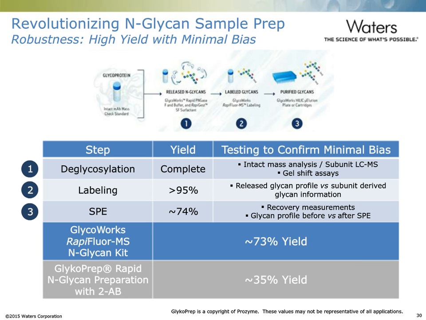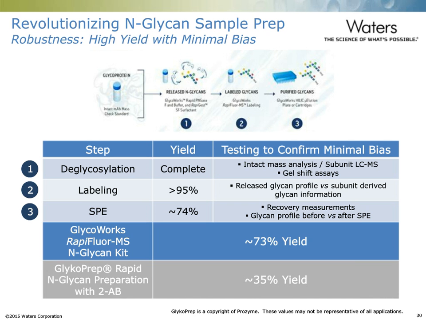To provide perspective, we have evaluated the yield of 2AB labeled N-glycans from an alternative sample preparation workflow involving the use of a GlycoProfile rapid N-glycan preparation with 2AB kit. Quantitative analyses have shown that the 2AB labeled N-glycans prepared using this kit are yielded at approximately only 35%. Thus, not only does the RapiFluor-MS approach quicken a historically time-consuming sample preparation, it also exhibits minimal sample loss and comparatively high yields.